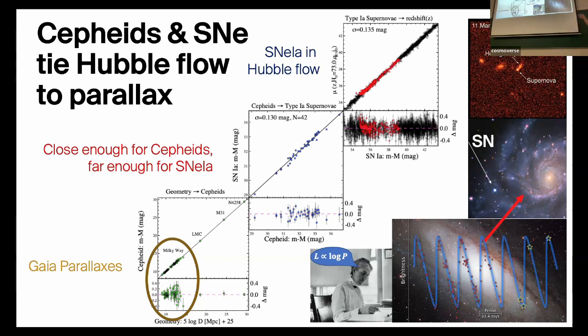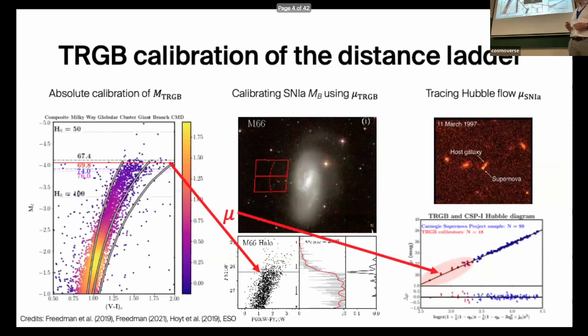And so in a sense, what we're doing by using these stellar standard candles is we're tying back the Hubble flow measured by supernovae to the angular scale provided by parallax and other geometric distance measurements. And in this way, we can really tie this distance ladder into cosmology.